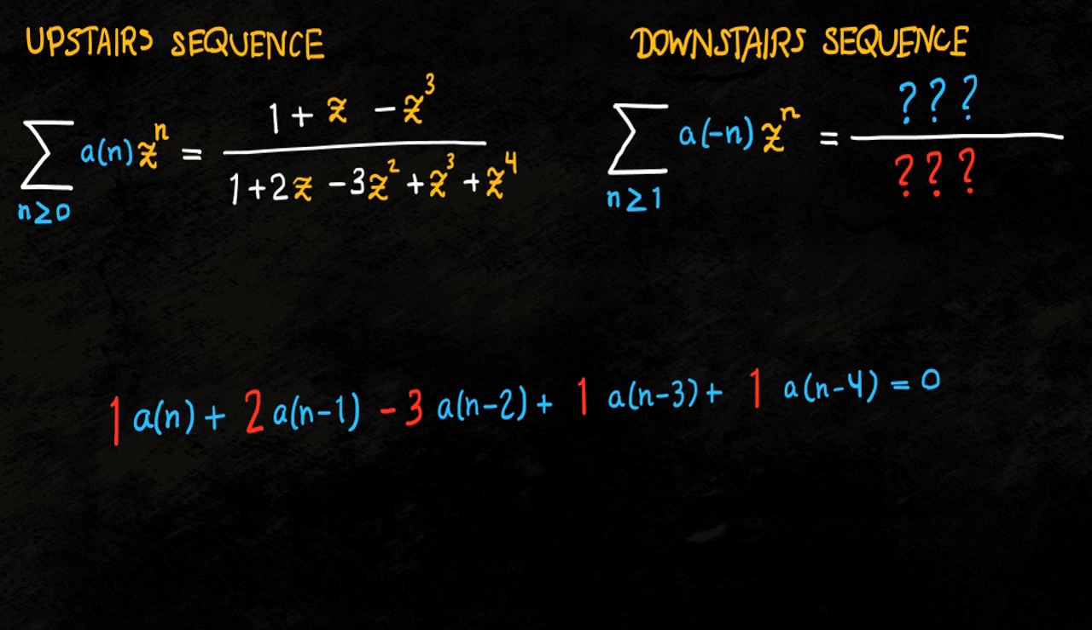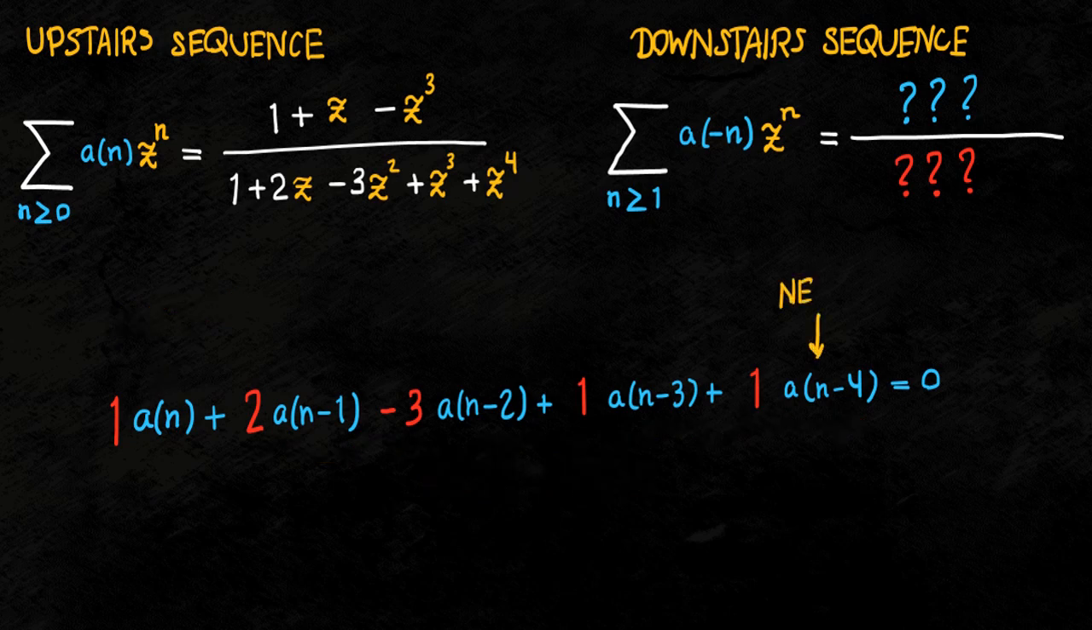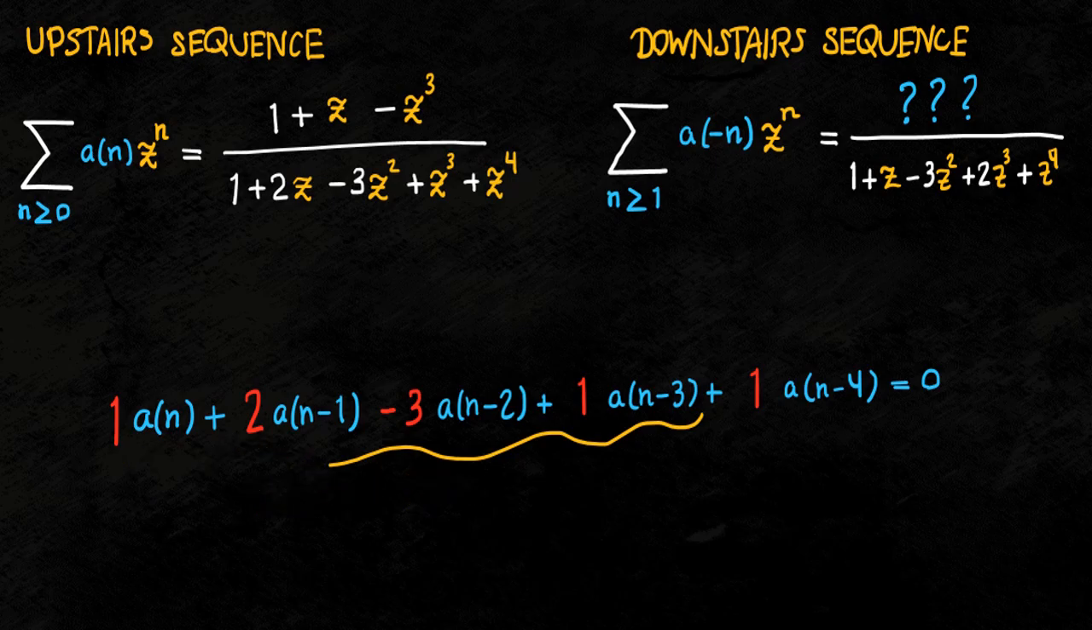So the recurrence for the downstairs sequence is the exact same recurrence, but the direction of the sequence is reversed. In the upstairs sequence, n is the next term and all the other terms are the previous terms. But in the downstairs sequence, n minus 4 is the next term and all the other terms are the previous terms. And therefore, the corresponding denominator is obtained by reversing the order of coefficients in the upstairs denominator. But reversing the order of coefficients can easily be captured with a single substitution.